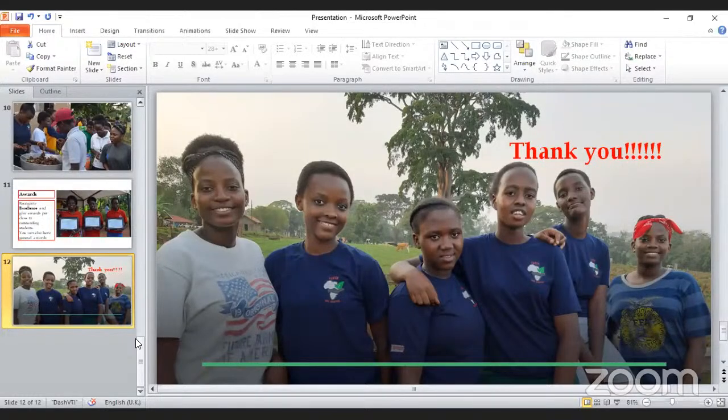We need to look for organizations that are willing to support us. In every community, there are organizations. The organization can be a church, a mosque, or a community-based organization, supporting girls, boys, women, and schools. So we need to look for those opportunities at the local level, but also at the national level.